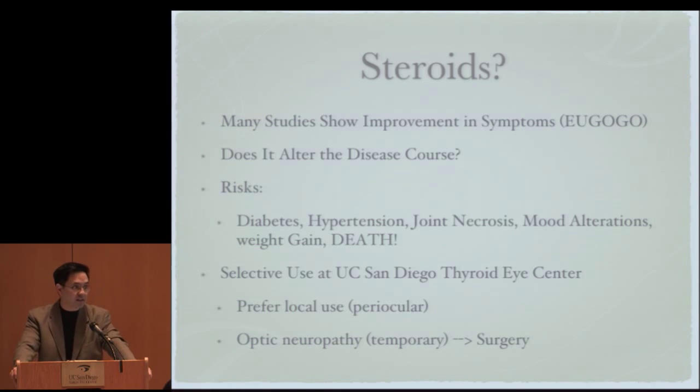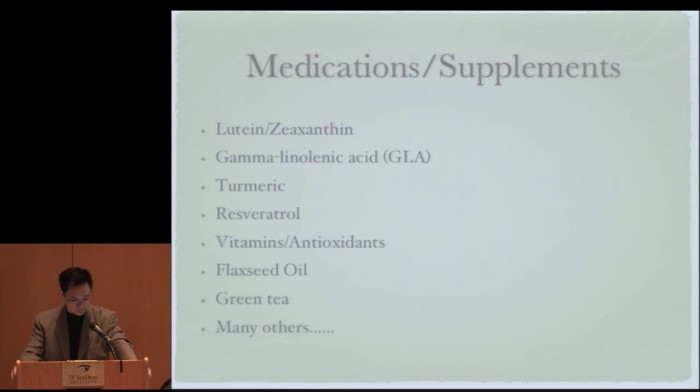Here at our eye center, at the UCSD Thyroid Eye Center, we use steroids very judiciously. We give them around the eyelid, in a temporary fashion if needed, and we will give it for patients with optic neuropathy as a temporizing measure before we take our patients to an operation.